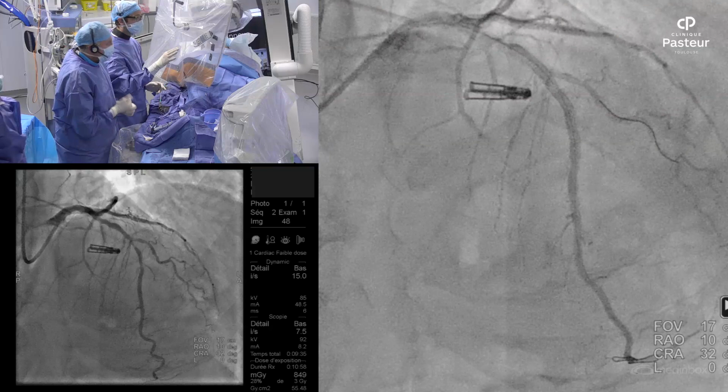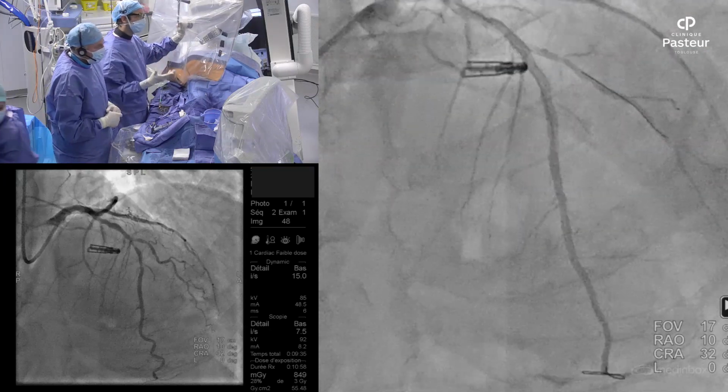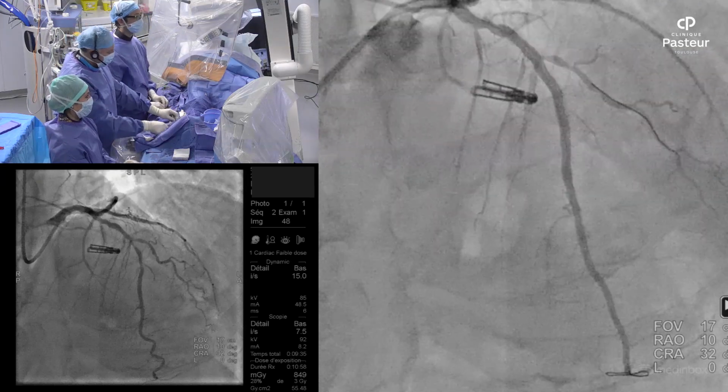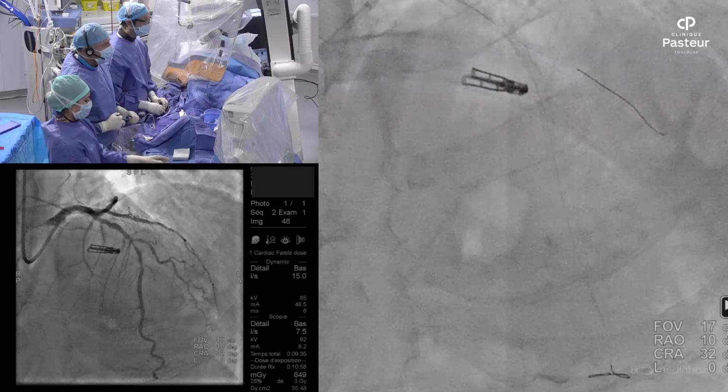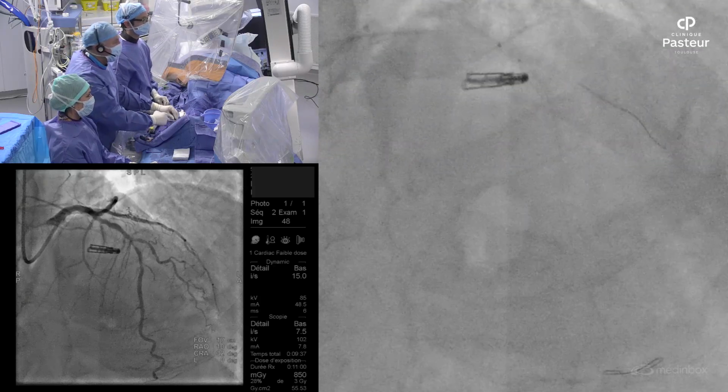And I think the reopening of the struts should be gentle in this case to avoid dissection, which would mean a two-stent strategy with a calcified bifurcation on the ostium of the diagonal, which is actually not prepared. So we will try to go gently for this part. Okay, so now it's okay.